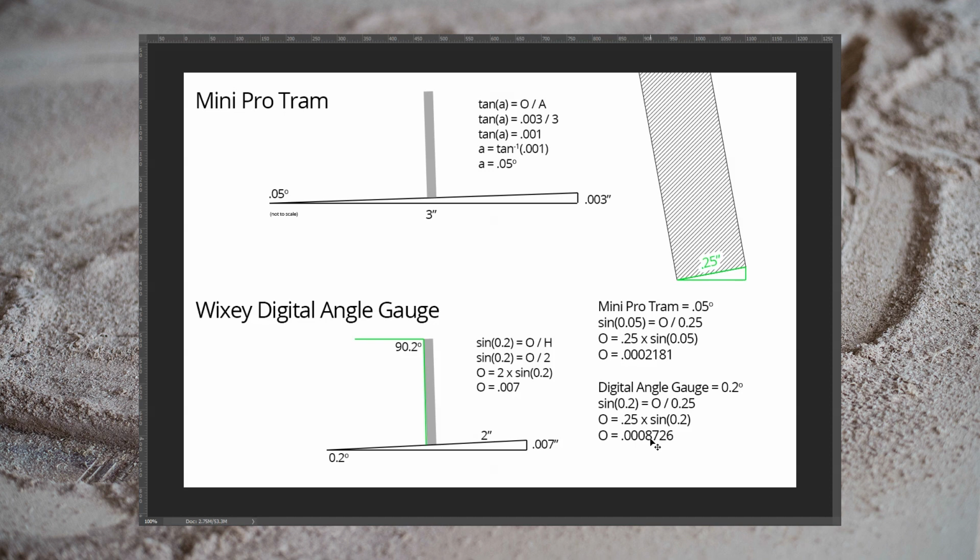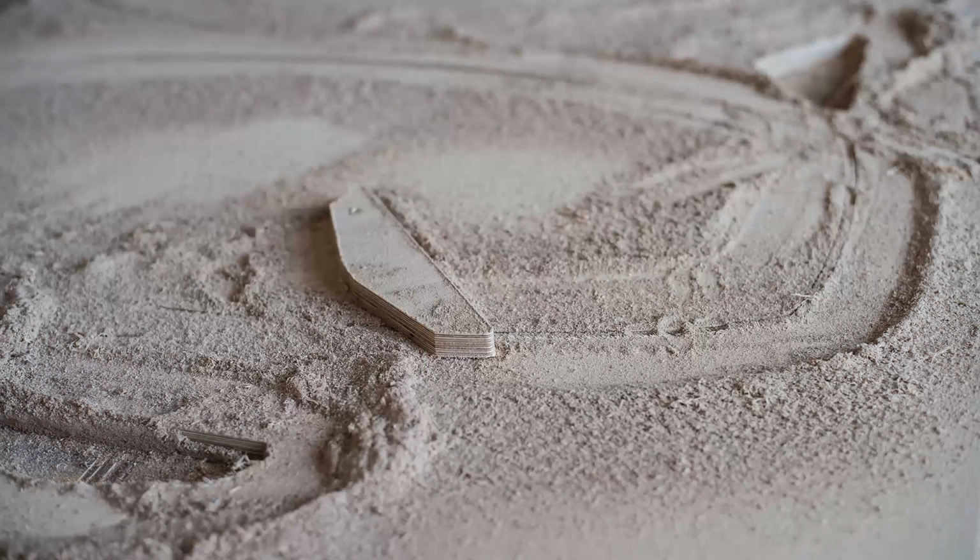While the error margin on the digital angle gauge is significantly higher than the Mini Pro Tram system, it's still less than 0.001 of an inch. For a lot of applications, that's going to be fine, especially if you're just cutting wood. If you're doing metal cutting, the tolerances are always much higher, but for a lot of users, the value given by the digital angle gauge is going to be more than sufficient to get you high quality cuts without any of the surface blemishes that we usually associate with poor tramming. I hope you found some of the information in this video useful.